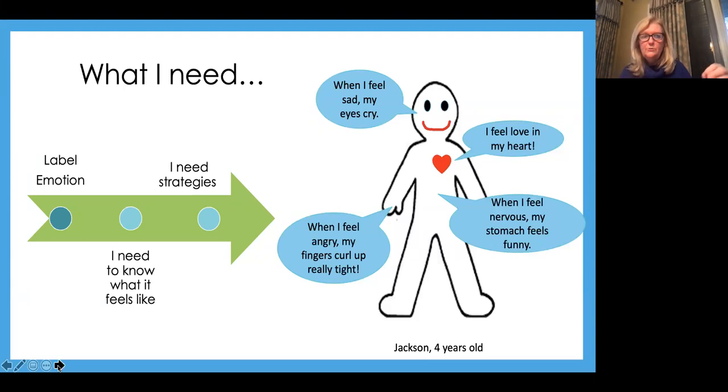So if you think about what children need, they need to be able to label an emotion. They need to know what it feels like, and they need strategies to deal with that emotion. So sometimes we do the little figures and get different kids, this was one example of a 4-year-old, to think about, when you feel angry, where do you feel it? So they start really paying attention.